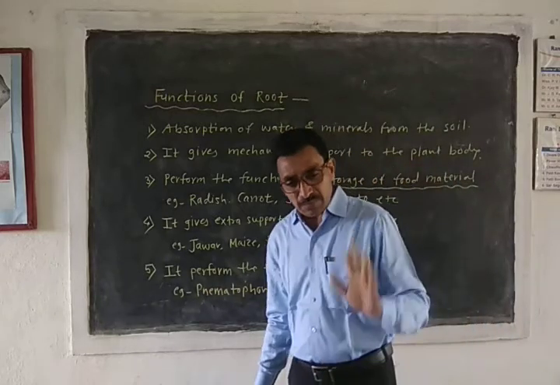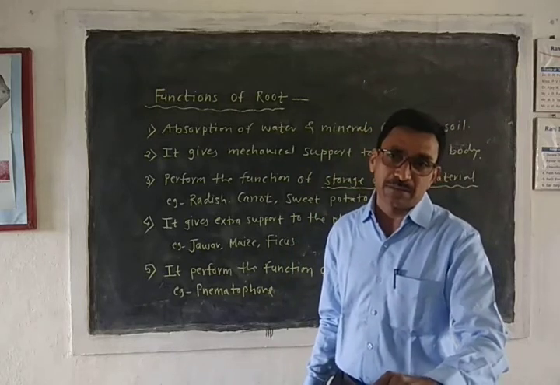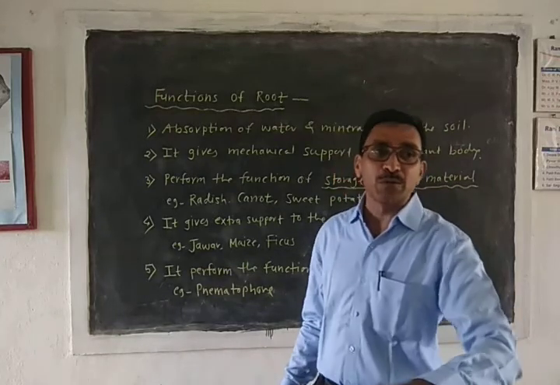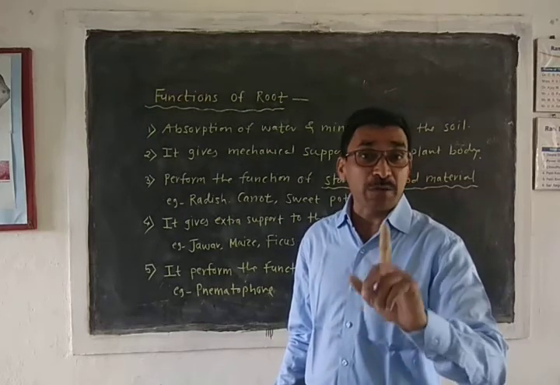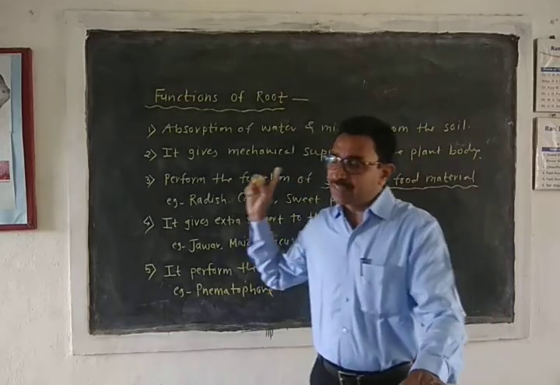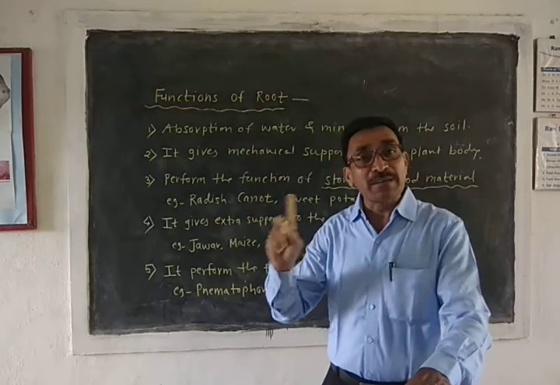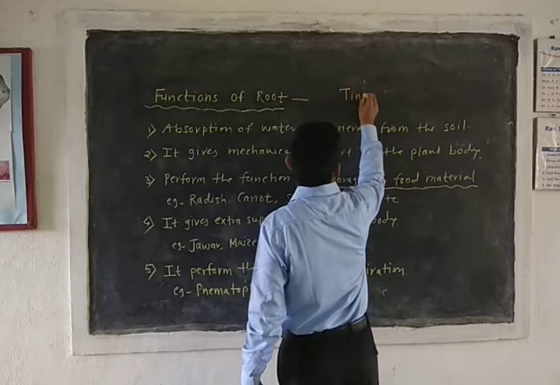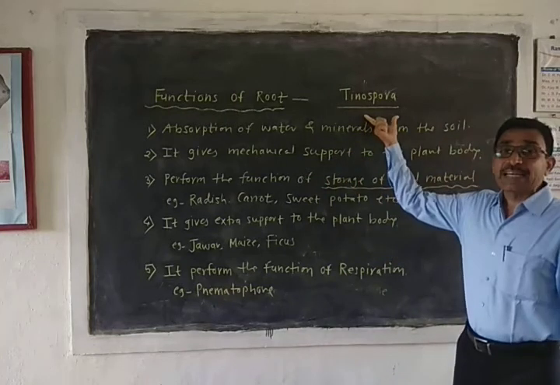Next function is that sixth function, the roots also perform the function of assimilation, means photosynthesis. In case of Tinospora, ज्याला आपण गुळवेल म्हणतो, in the Tinospora the root is green in color. This is also an exceptional case. Generally roots are non-green in color. We already studied in the general characters of roots that roots are non-green in color, but in case of Tinospora the roots are green in color.